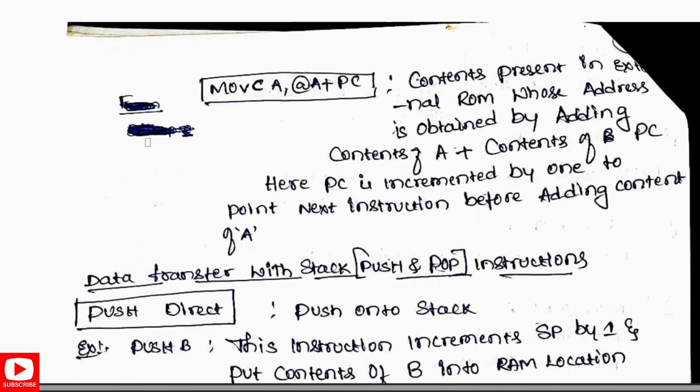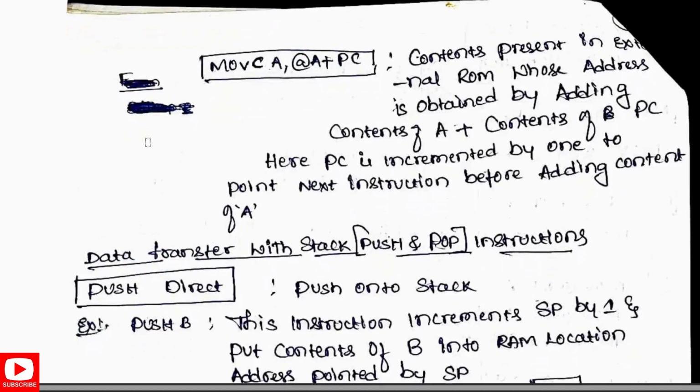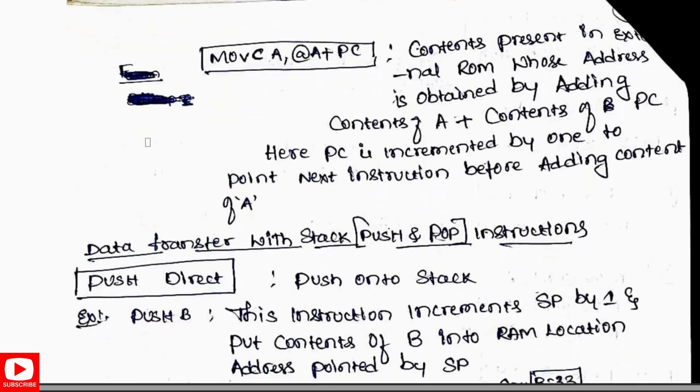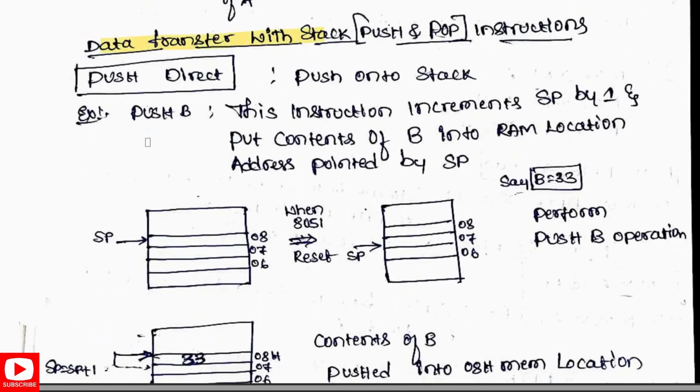Similarly, MOVC A, @A+PC. Here the contents present in the external ROM, whose address is obtained by adding the contents of A and the contents of PC. Here the PC is incremented by 1 to point to the next instruction before adding the content of A for looping. Next, data transfer with the stack using the push and pop instructions.